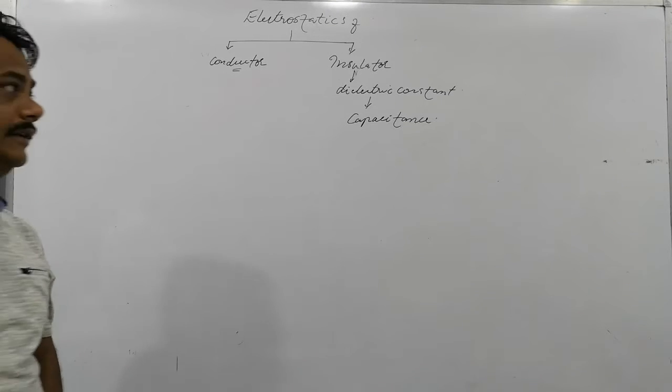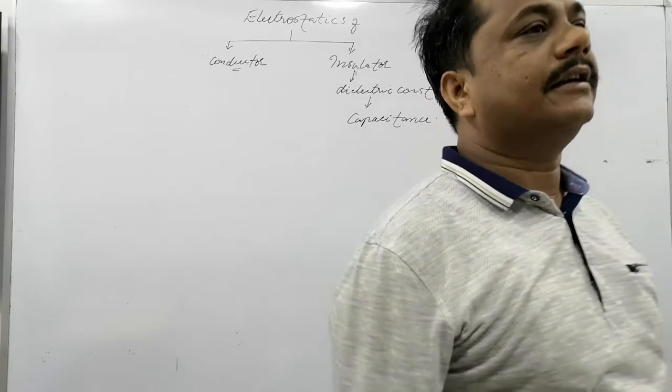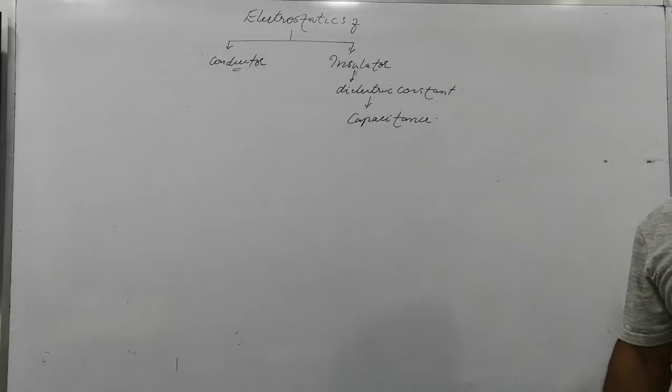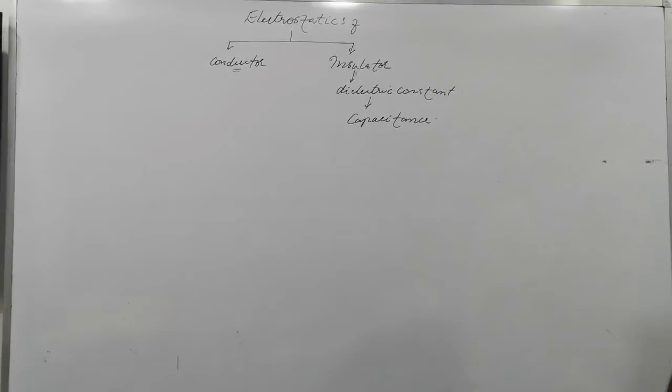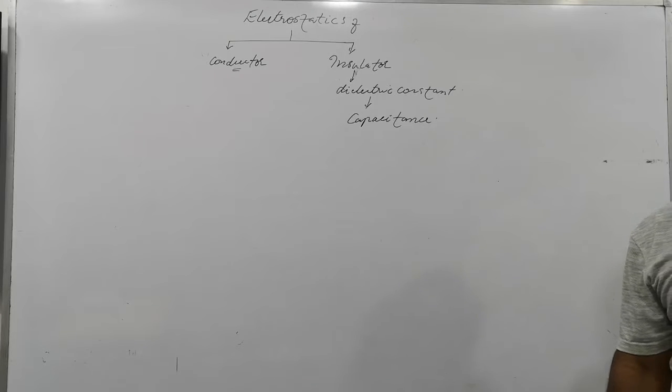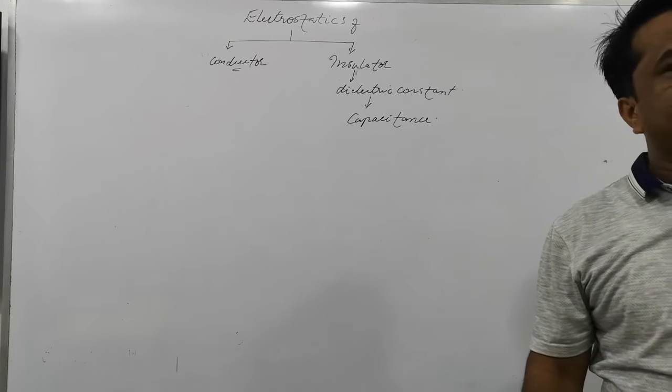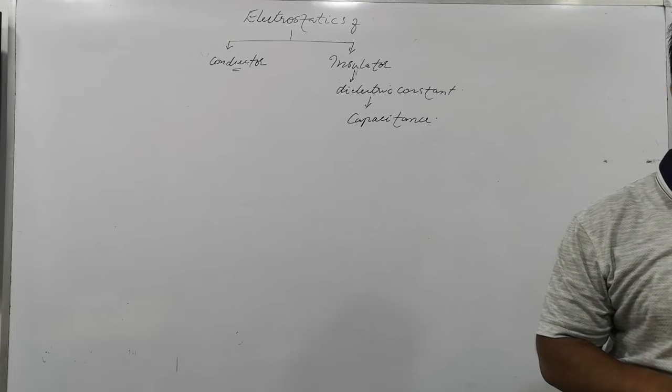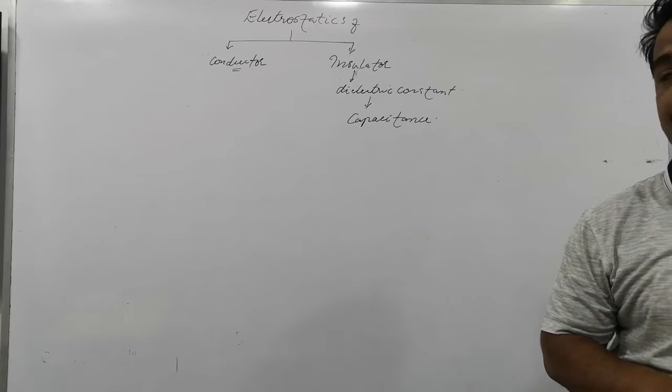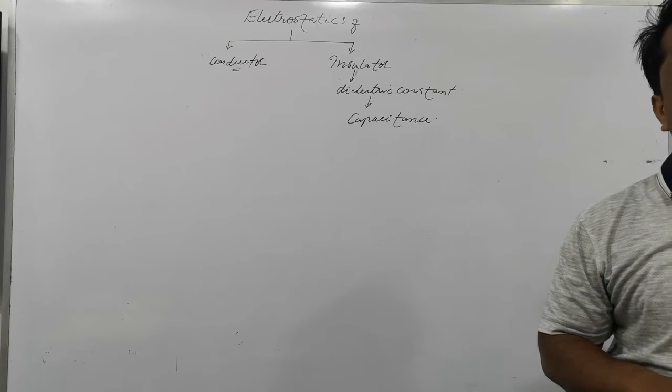Everybody knows this. What happens in that? Every material is made up of molecules, molecules are made up of atoms, and atoms are made up of charged particles, electrons and protons. Is that clear? So, what is the basic difference?